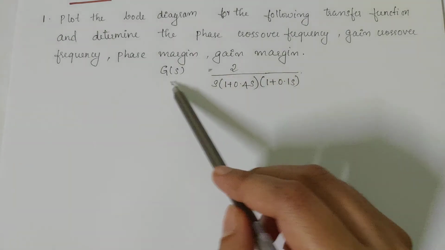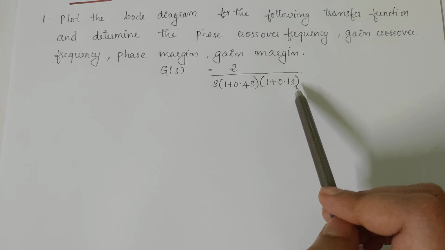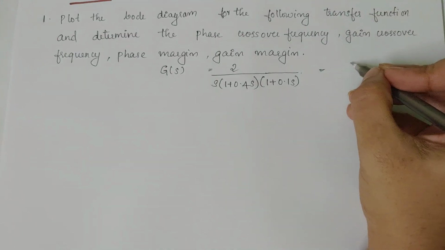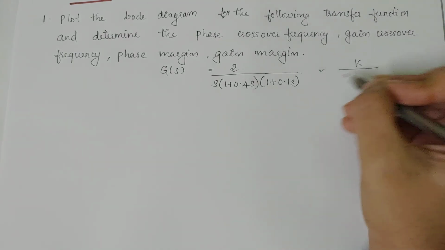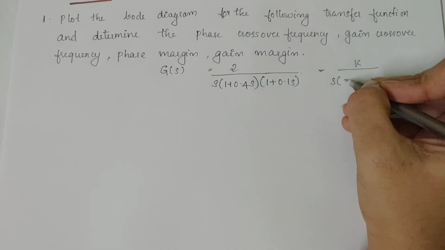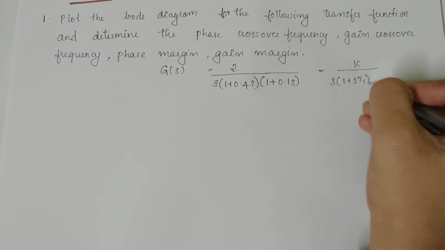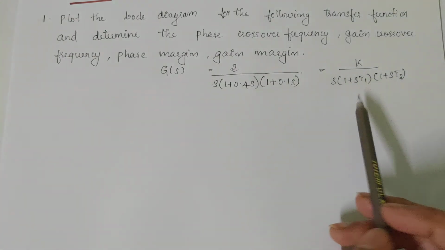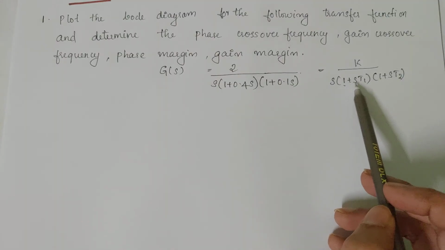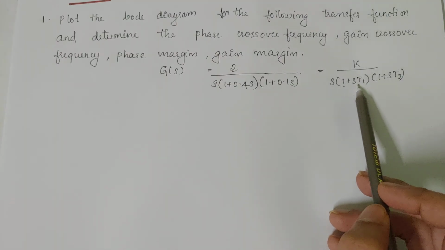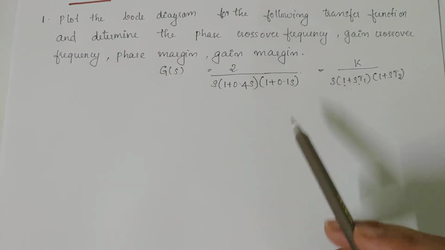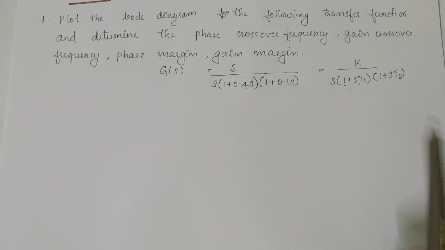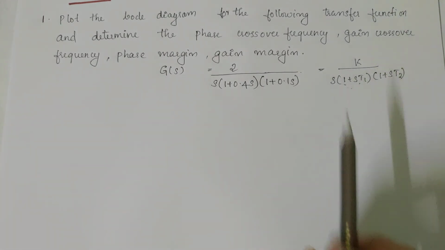So, if G(s) is not given in this format, that is K by s into (1 plus sT1) into (1 plus sT2), this is the general form for the question. If it is not in the 1 plus sT form, you should first make it in this form, then only solve the problem. Okay, that is the general form.